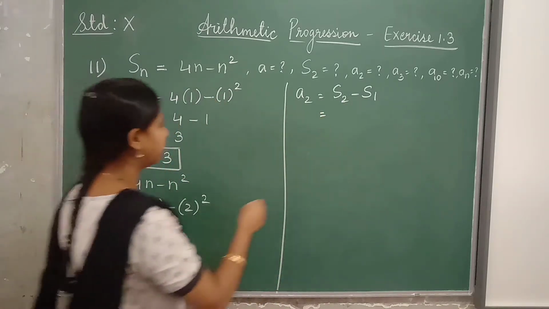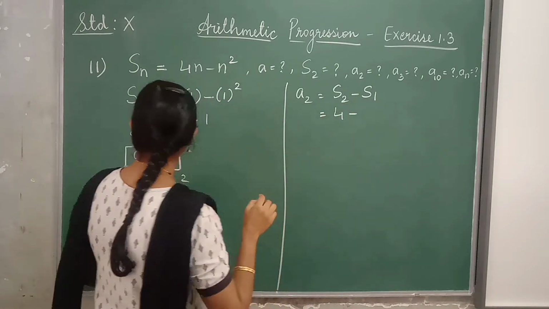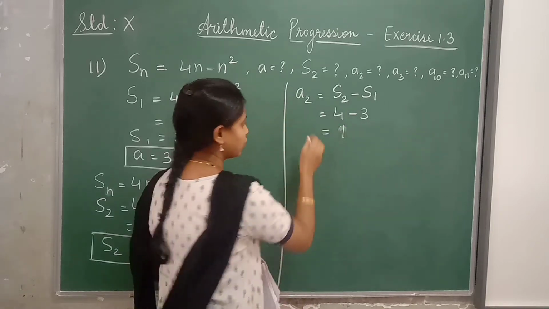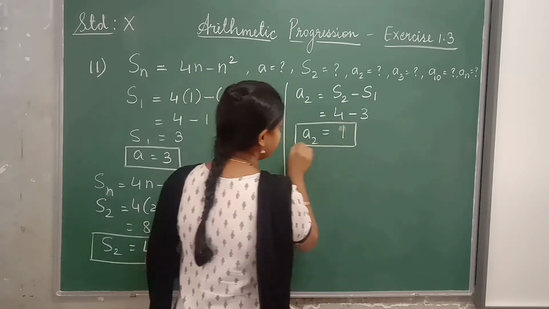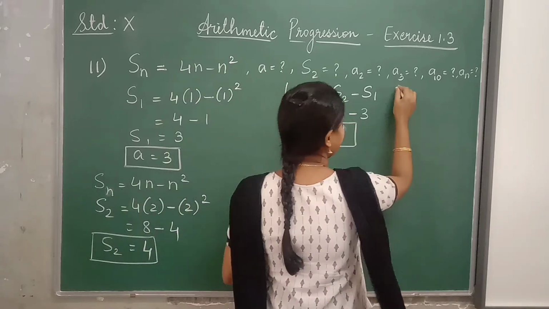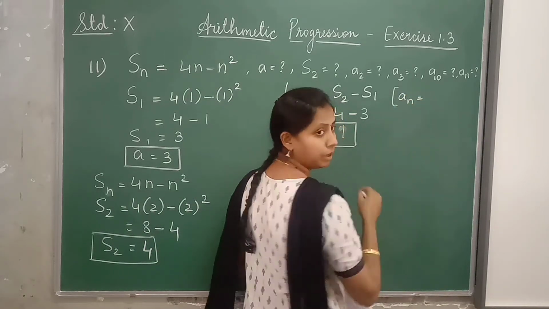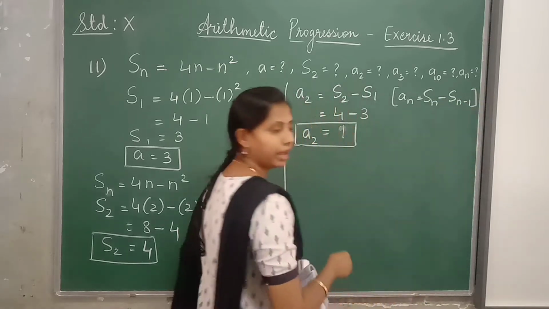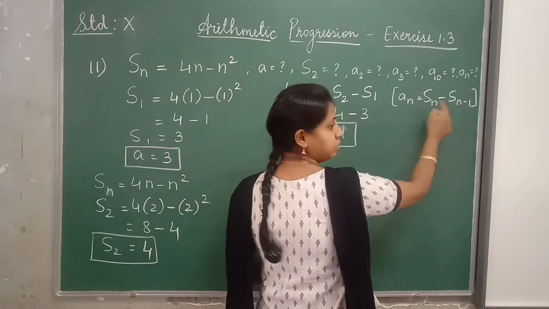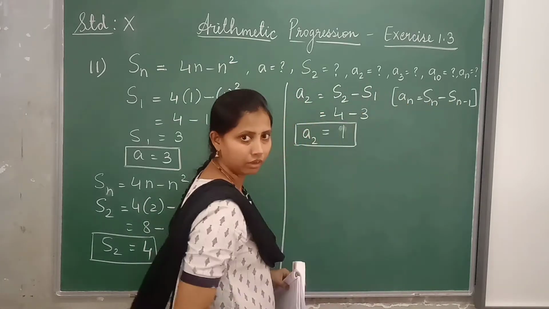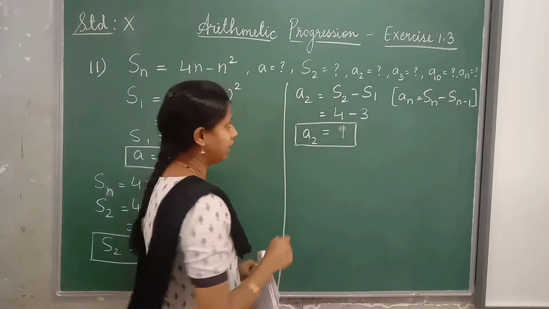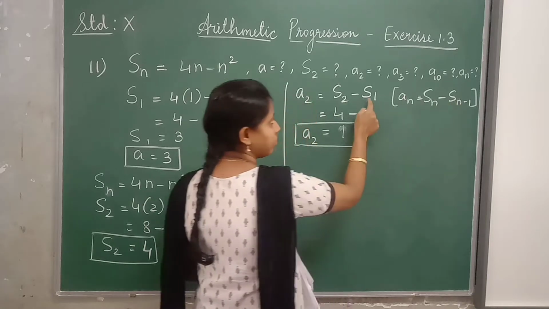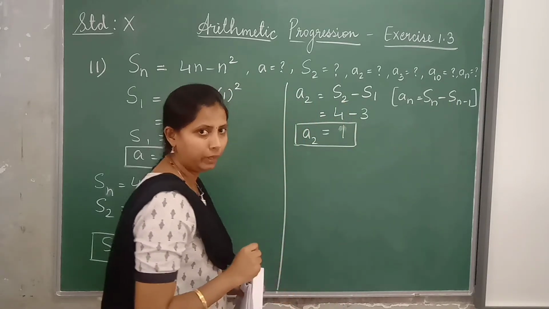That is S2 is 4 minus S1. S1 is nothing but 3. So 4 minus 3 is 1. Okay. So the second term of the AP is 1. So this is nothing but a formula, that is nth term is given by Sn minus Sn minus 1. Okay. So you can use it as a formula when the sum of the terms are given and you have to find the terms of the AP. Okay, A2 is nothing but S2 minus S1, Sn minus Sn minus 1. That formula is to be used.